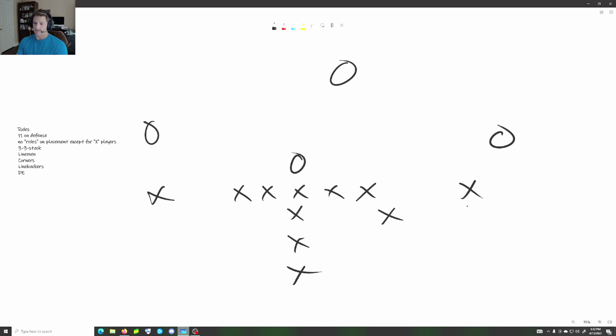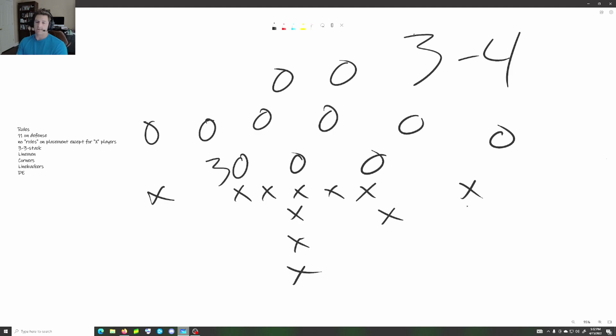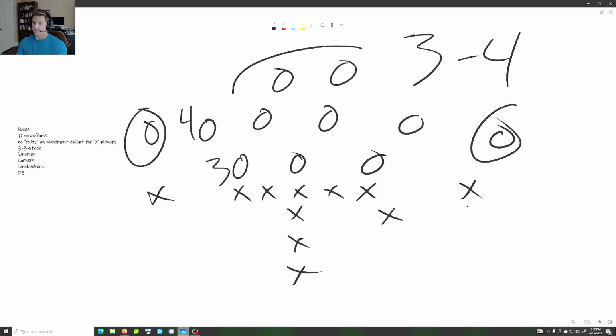All right, let's get into our next look. Now we'll do a 3-4. This is a 3-4. Why? Because we have 3 linemen and 4 linebackers. We've got corners out here, and we've got 2 safeties over the top.